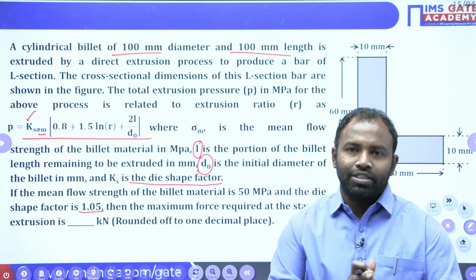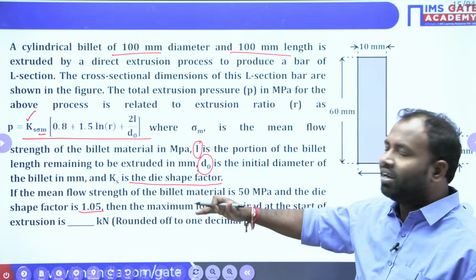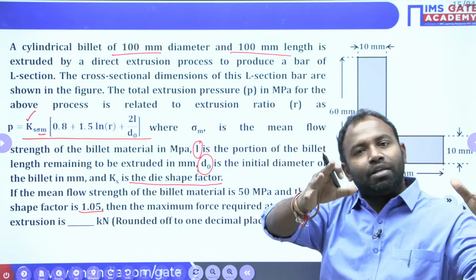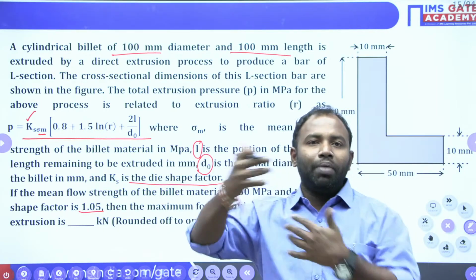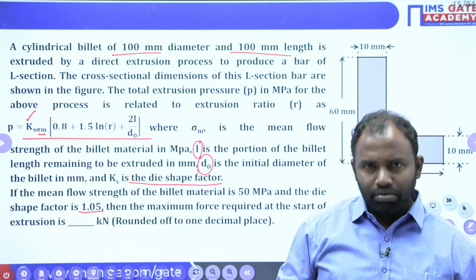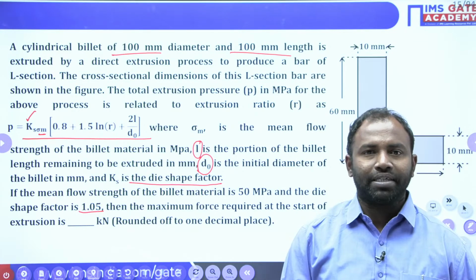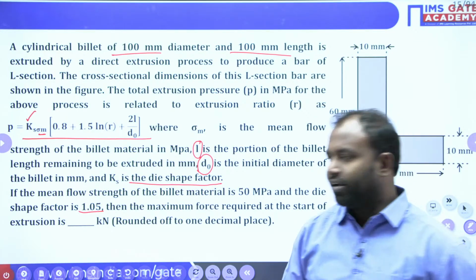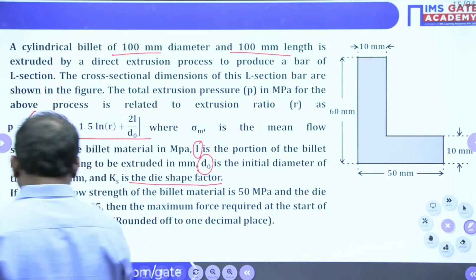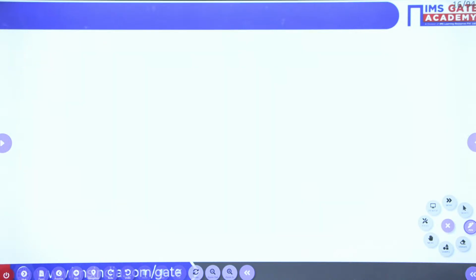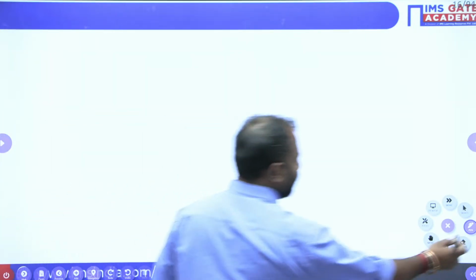Clear, everybody? Now I'll write the given data, and then I'll present the data in the diagram, so that we will be able to find out the force required for the extrusion process. Clear, everybody? Right, now let us go further. What is given? For the direct extrusion process, I'll just draw a brief diagram.